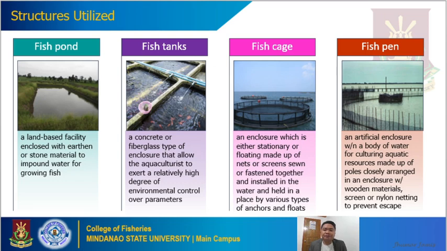The other structure being utilized for aquaculture is the fish cage. Normally, a fish cage is defined as an enclosure, either stationary or floating, made up of nets or screens sewn or fastened together and installed in the water, held in place with various types of anchors and floats.